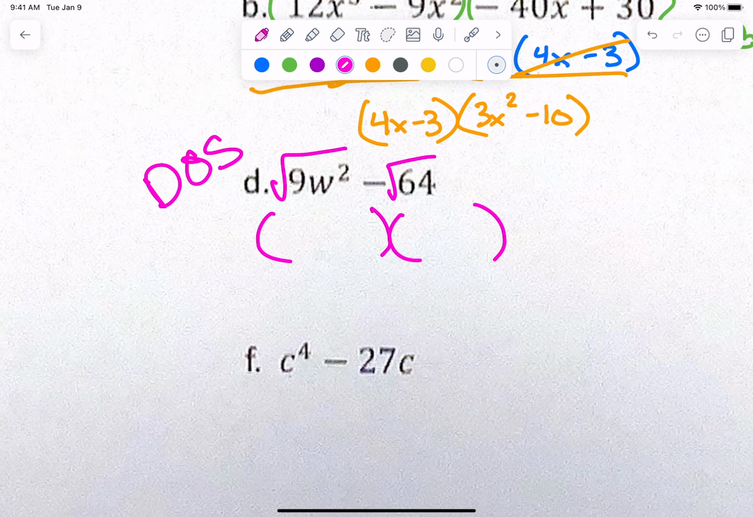All right, square root of 9w squared. What is that? 3w. And 3w. And the square root of 64 is? 8, and one's plus and one's minus. Okay? Now, do you have to keep going and solve for w?